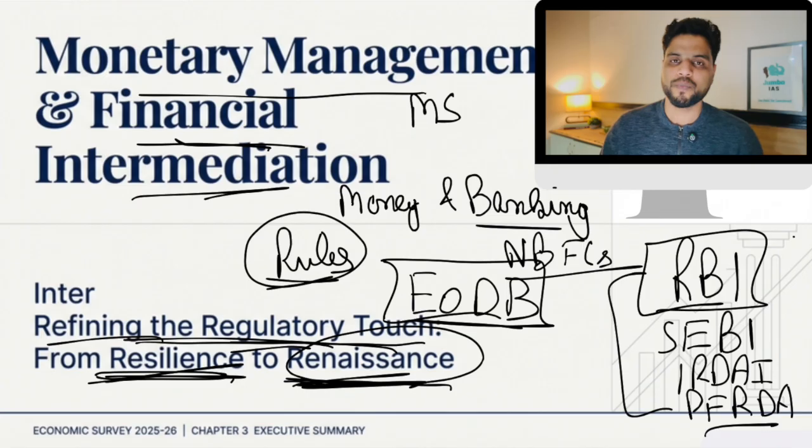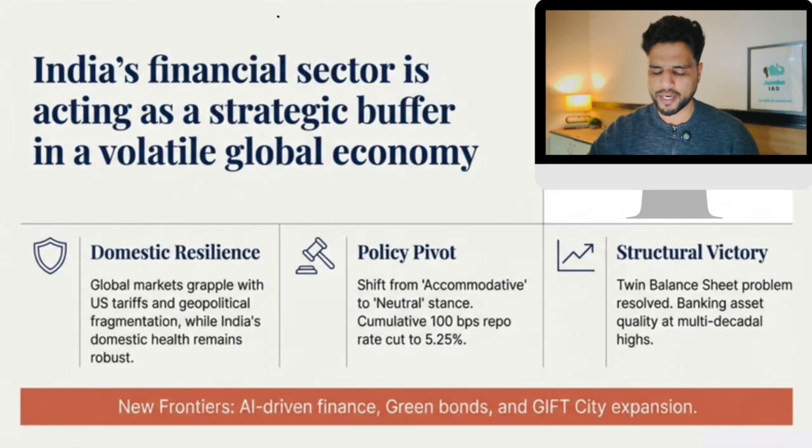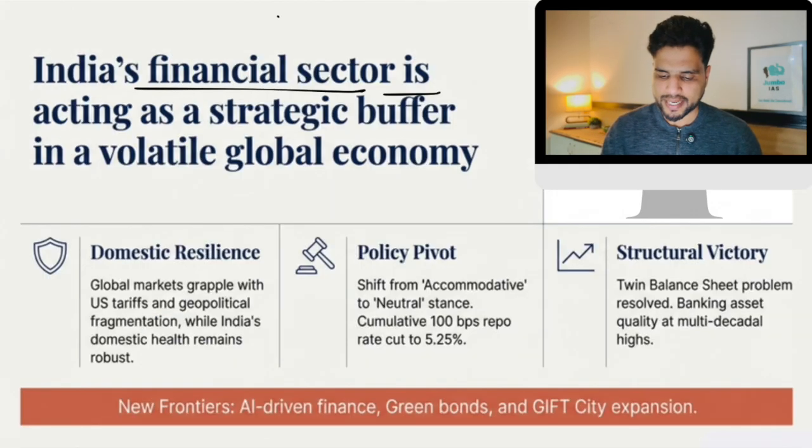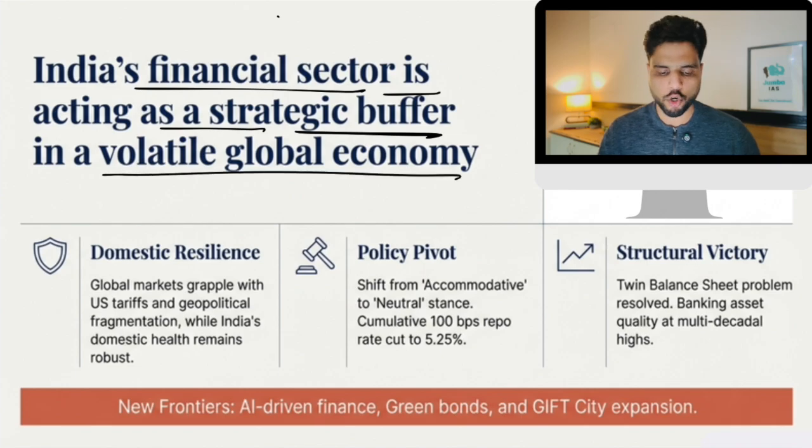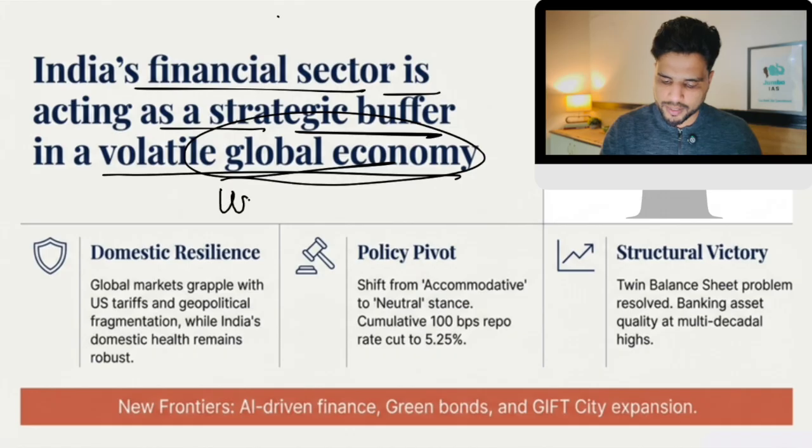Okay, now what is there to prove that we are undergoing a renaissance? So let's talk about this. Okay, all right. So India's financial sector is acting as a strategic buffer in a volatile global economy. We all know that the global economy is going through uncertainties.